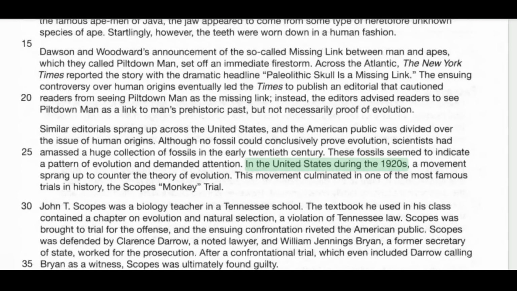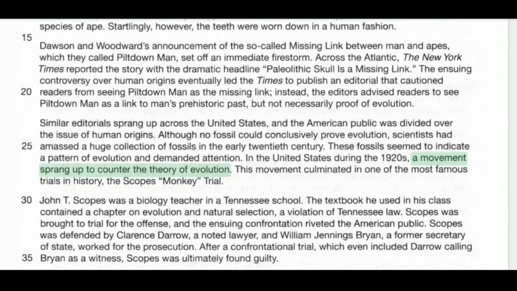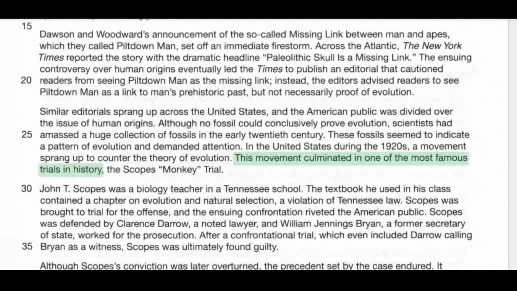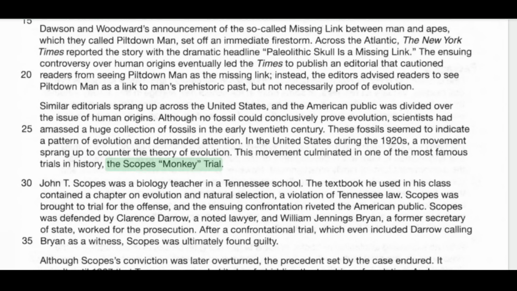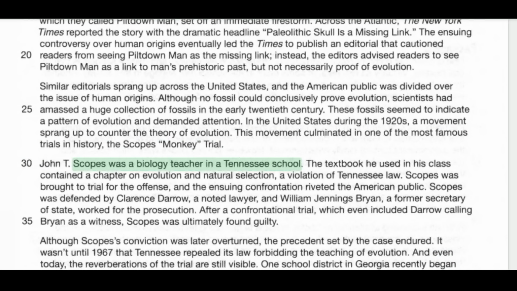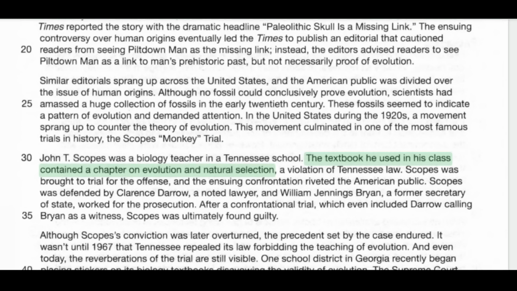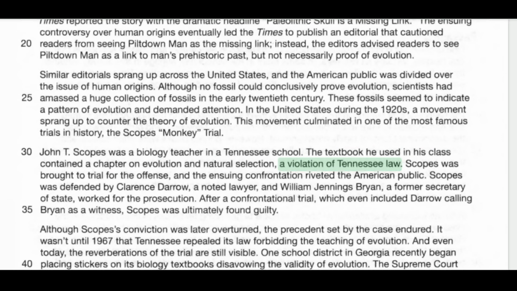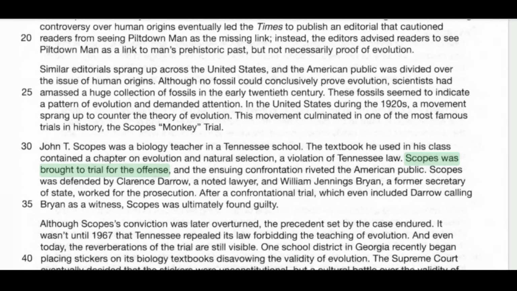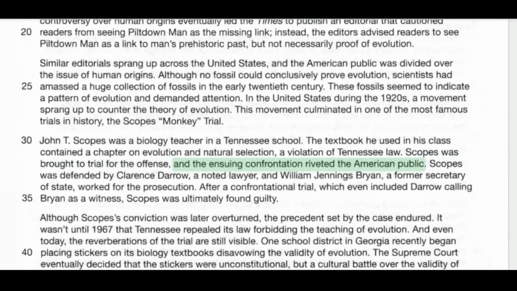In the United States during the 1920s, a movement sprang up to counter the theory of evolution. This movement culminated in one of the most famous trials in history, the Scopes monkey trial. John T. Scopes was a biology teacher in a Tennessee school. The textbook he used in his class contained a chapter on evolution and natural selection, a violation of Tennessee law. Scopes was brought to trial for the offense, and the ensuing confrontation riveted the American public.